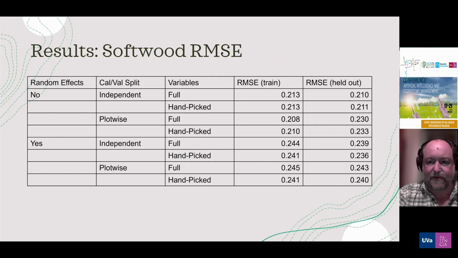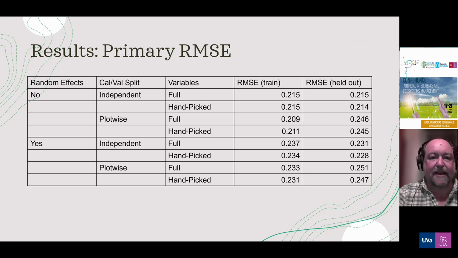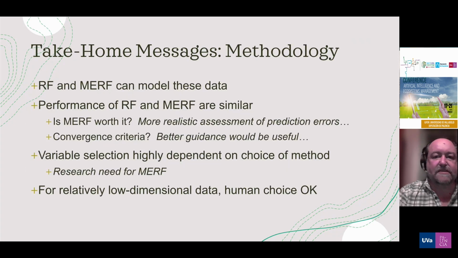Same thing for softwood root mean squared error. Again, it looks great with the independent cal-val split, no random effects, but that's probably an illusion. It's not a big illusion. It's just an illusion. And the same thing for the primary fraction. The lowest apparent error is with no random effects, independent split, full variable set, but that's not borne out across the other models. And there's reason to believe that their assessment of the prediction error on the held out data is actually a more faithful one to what we would expect in new application. So I asked what we could learn from AI.